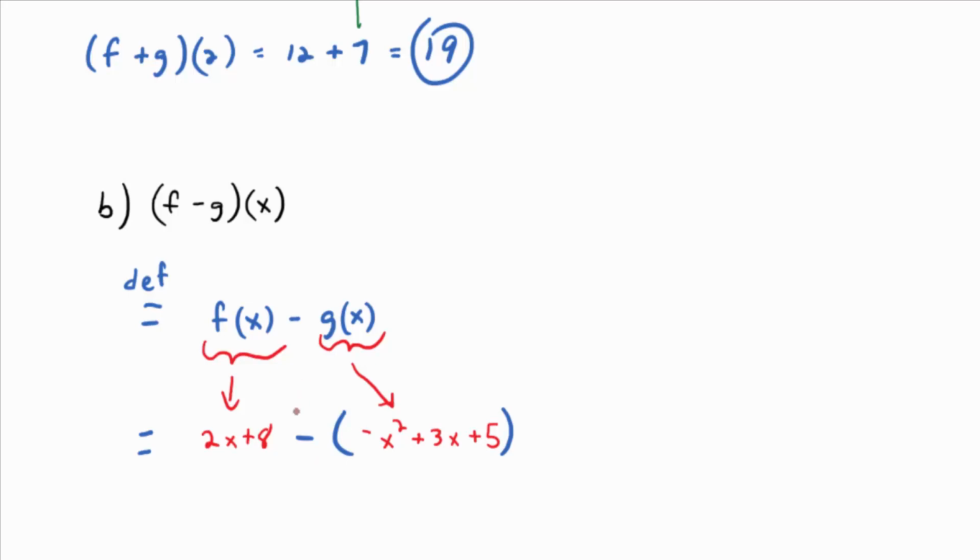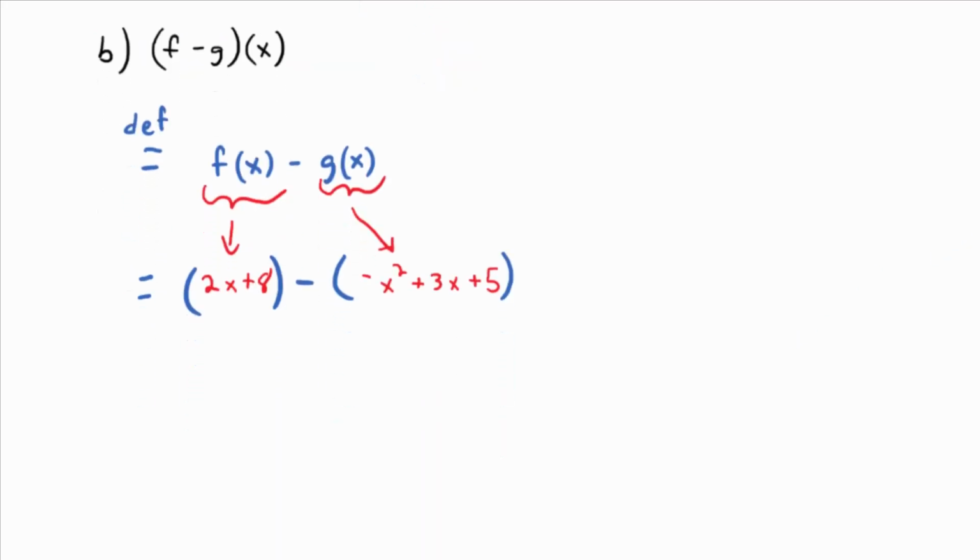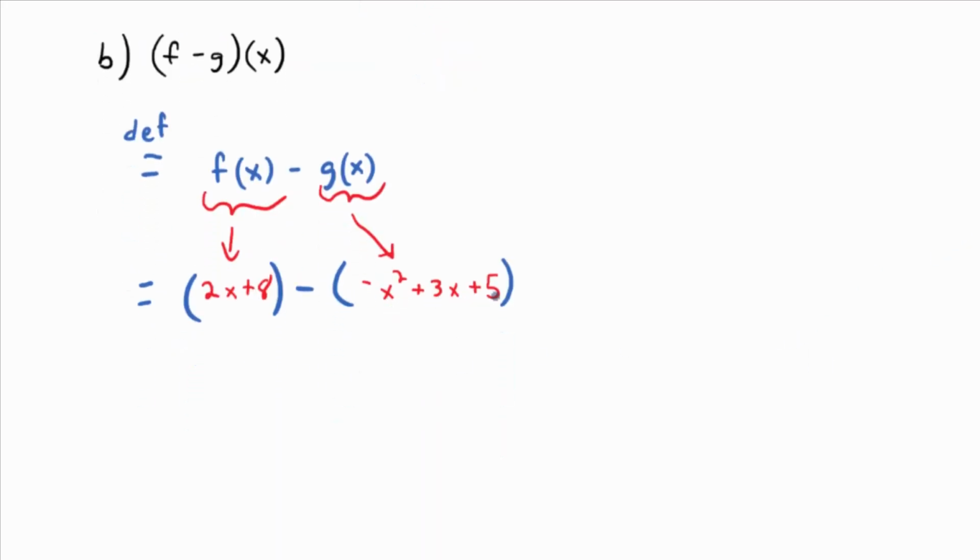Okay, I could have put parentheses around the front, right? But around the 2x plus 8, does it do any good? Didn't really need to, so that's why I didn't do it. But if ever in doubt, put a set of parentheses and then go from there. So yes, you can drop the parentheses in front, but in order to get rid of the parentheses around the negative x squared plus 3x plus 5, what do you have to do?